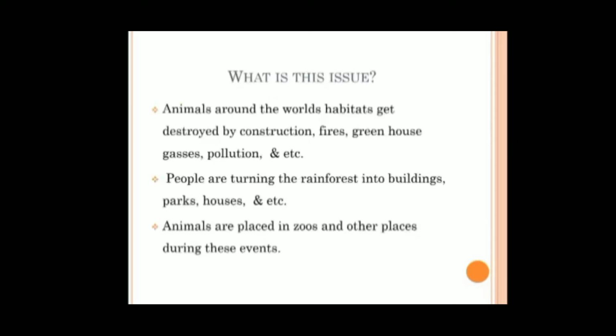What is this issue? Animals around the world's habitats get destroyed by construction, fires, greenhouse gases, pollution, and etc. People are turning the rainforests into buildings, parks, houses, and etc. Animals are placed in zoos and other places during these events.